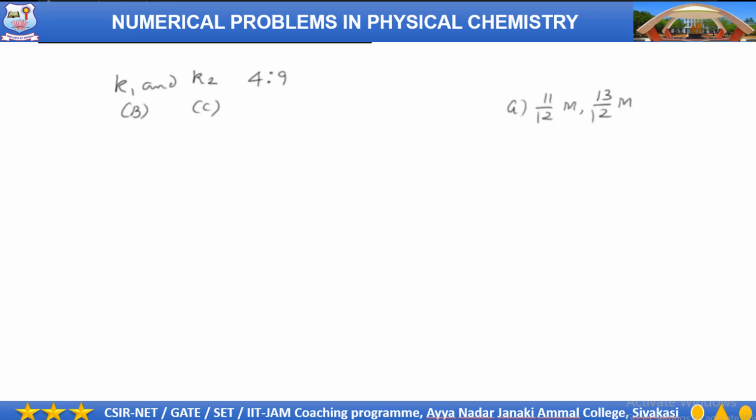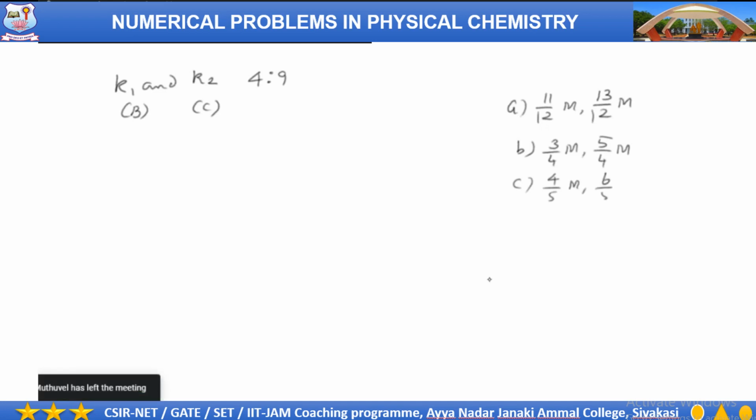A: 11 by 12 molar and 13 by 12 molar. B: 3 by 4 molar and 5 by 4 molar. C: 4 by 5 molar and 6 by 5 molar. D: 8 by 13 molar, 18 by 13 molar.